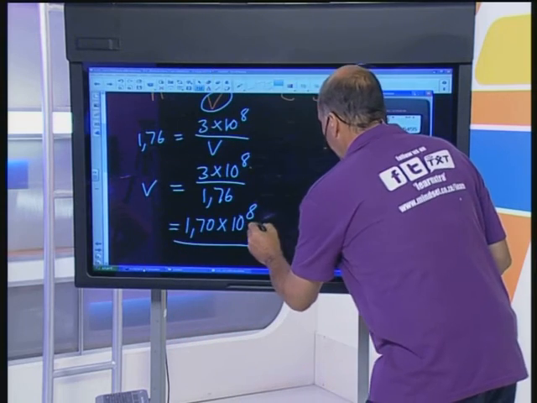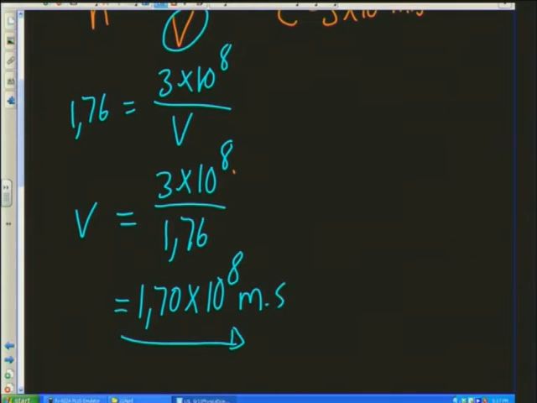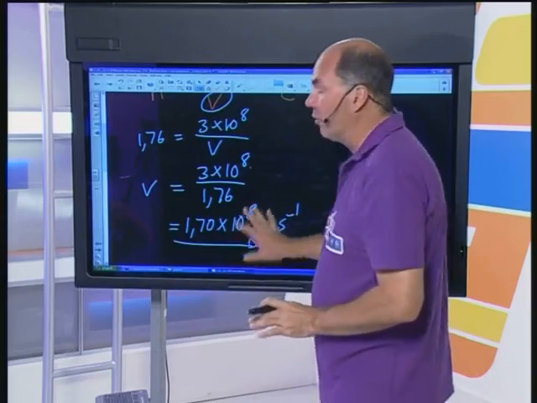But we're not finished. We need to put in units, always, meters per second. Now, guys, is this a realistic answer? Yes, it is. If it gave me a number bigger than 3 times 10 to the 8 meters per second, I know I've made a mistake. In this case, I know I'm all right.